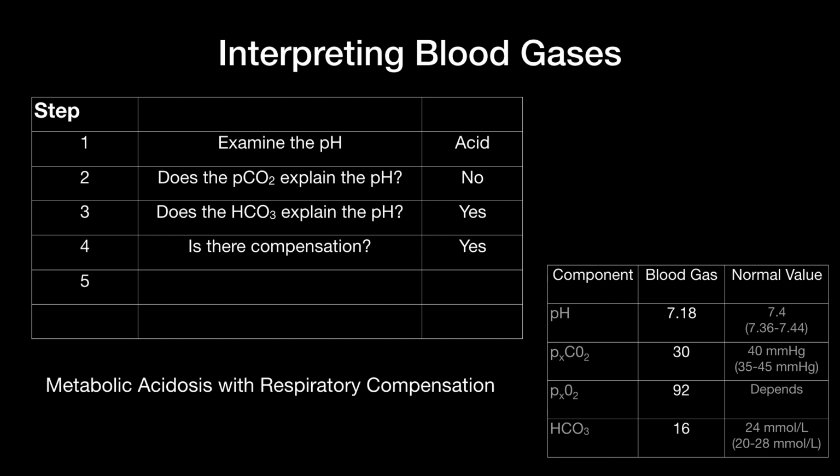Again, I looked at the pH. Is it acidic or is it alkalotic? Then I asked, does the CO2 explain the pH? In this case, it doesn't because the CO2 is in the alkalotic range. Then I looked at the bicarb and asked, does the bicarb explain the pH? And since the bicarb is in the acidic range, lower than normal, I could say, yes, there's a metabolic acidosis. And finally, I look at the other value, in this case, the CO2, and say, is the CO2 in the opposite direction of the primary pH, the primary problem? And since the CO2 is low, which indicates that it is alkalotic, you can say that there is compensation.